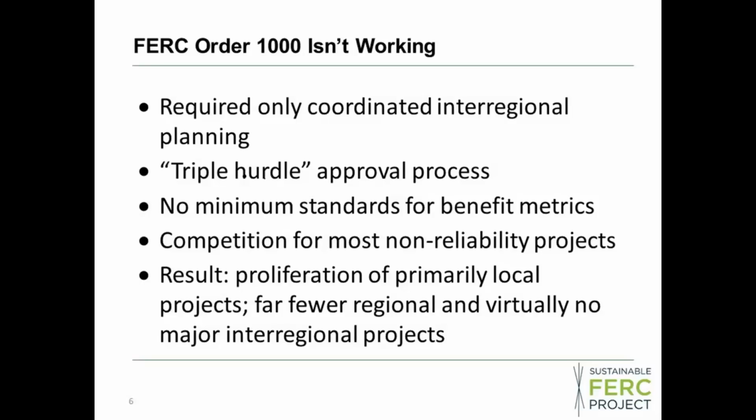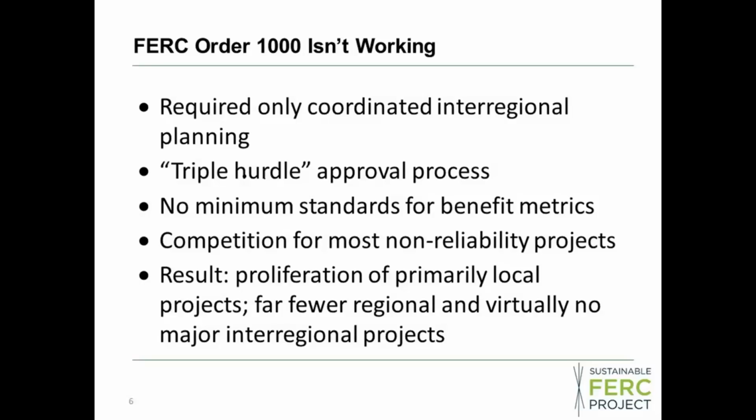So I think the MISO SPP process, and the fact that there have been virtually no significant interregional projects approved in the entire United States since 2011, very few, not significant, shows that Order 1000 is not working. It required only this coordination of planning, but not an actual plan. It has required what has been referred to as a triple hurdle approval process, requiring the approval of each of the RTOs plus the joint group studying the interregional planning itself. There's not a minimum standard for the different types of benefit metrics, let alone, as I said, a uniform set of benefit metrics to be applied to those projects.